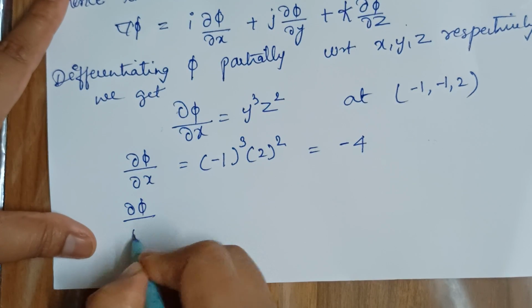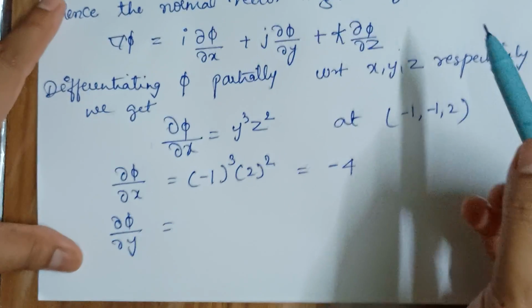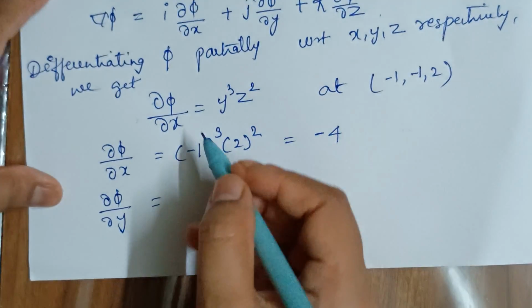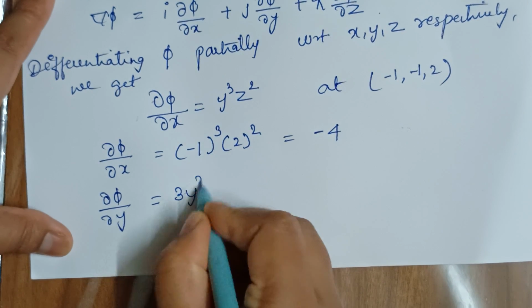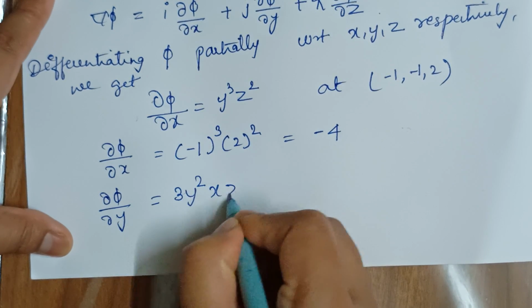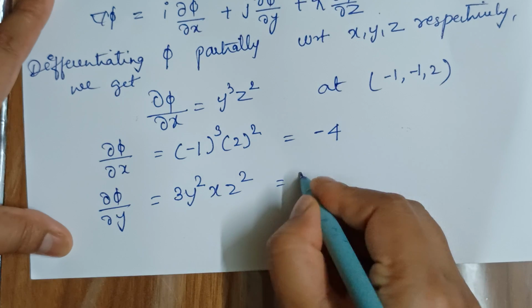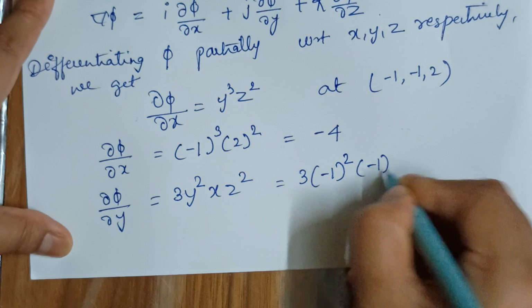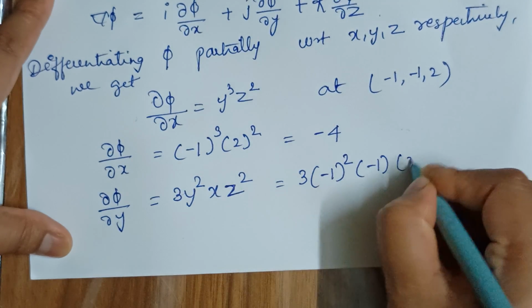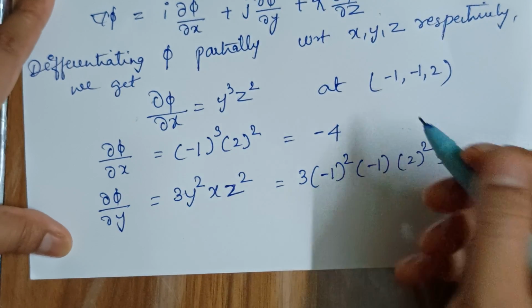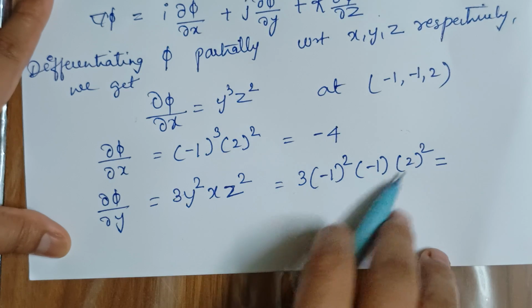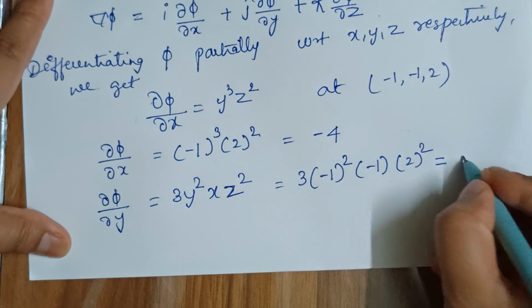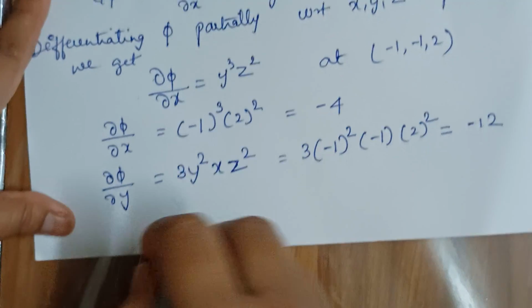Similarly, dou phi by dou y, let me partially differentiate this with respect to y. So that is going to be 3y²xz². So let me write 3 into (-1) whole square into -1, and z whole square, so that is 2 whole square. So this is going to be -3, 4 2s are 4, 4 3s are 12, so it is going to be -12.